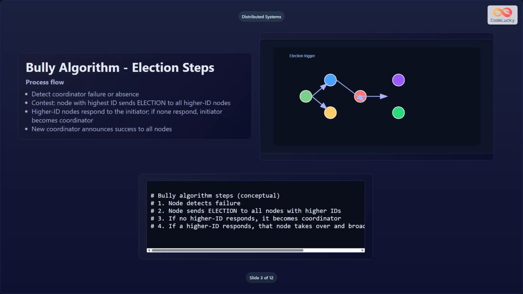The bully algorithm works by assigning each node a unique identifier or ID number. When an election starts, nodes compete based on their IDs. The node with the highest ID wins and becomes the leader. Here's how it works. A node sends election messages to all nodes with higher IDs. If any higher-ID node responds, the election continues up the chain. The highest ID node that responds becomes the new leader. All nodes then acknowledge this leader. The algorithm is called bully because higher-numbered nodes forcefully take over leadership.